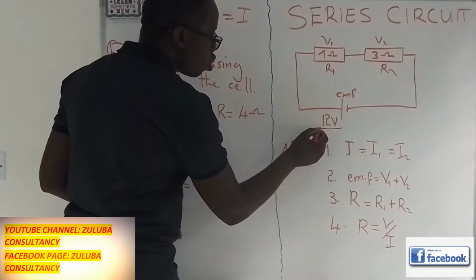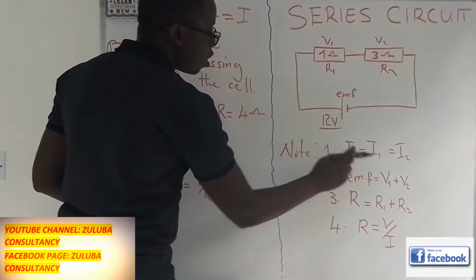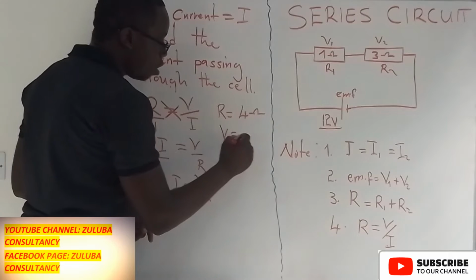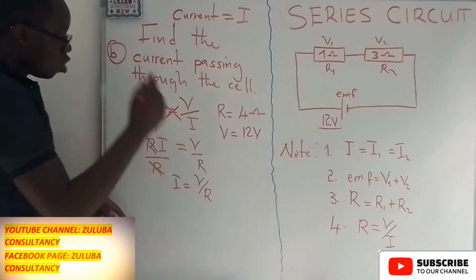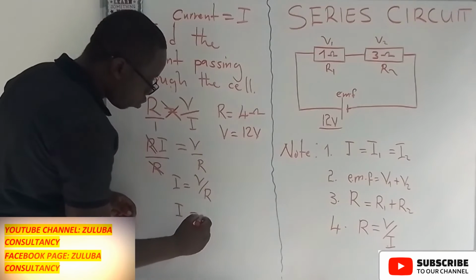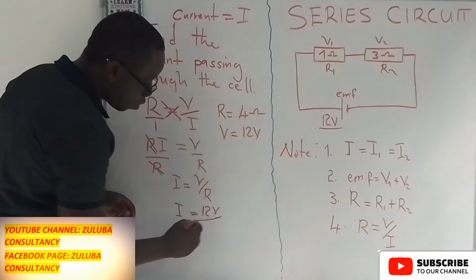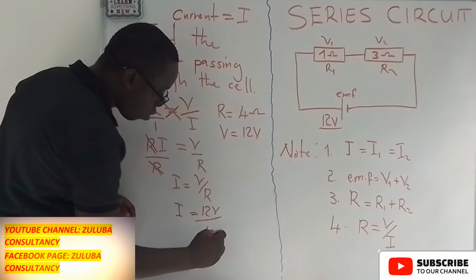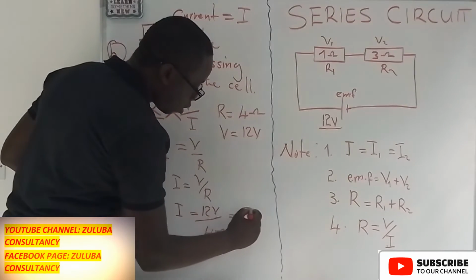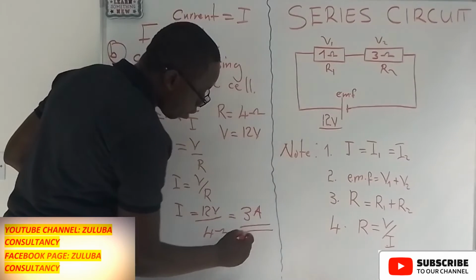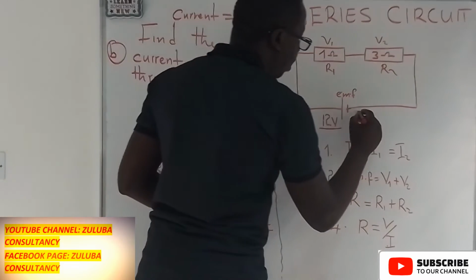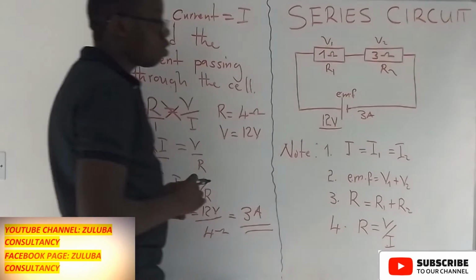What else do we know about this series circuit? We have been given the total EMF, that is the total voltage in this circuit, which is 12. So the V is 12 volts. So we can now plug those two in the equation where V is 12, you say 12 volts divided by the resistance is 4 ohms. When you divide 4 into 12, you get 3 amps. So this becomes the current that is passing through the cell. So we have 3 amps as the current passing through the cell.